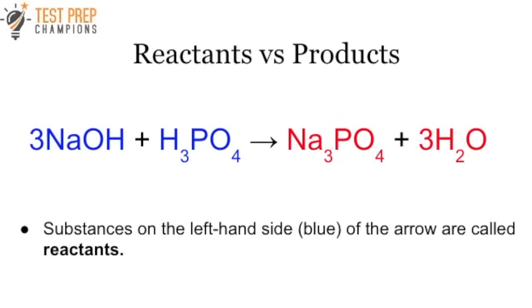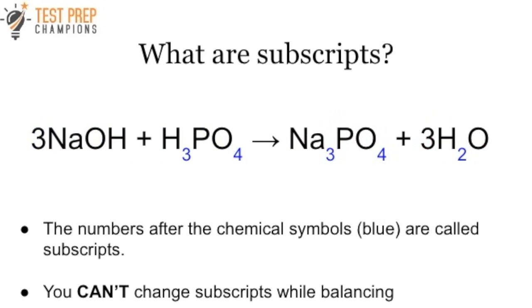So those are probably the two most important takeaway points here before we look at an example of how to do this. But just remember, like I said, I'll repeat it again and again because I really want it to sink in. The numbers out in front, like the 3s here and the imaginary 1 that we don't write out, those are the numbers that you change while balancing. These little numbers down here, which we call the subscripts, you don't want to change those while balancing. It's going to give you the wrong answer.